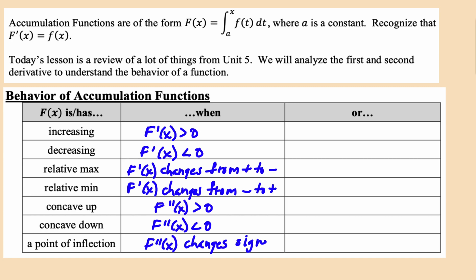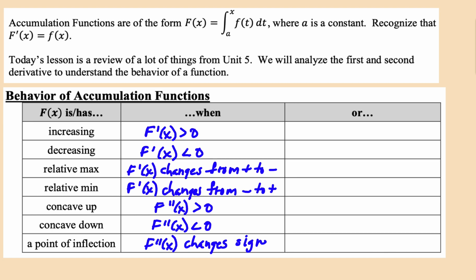Does this look familiar? Yeah, when the first derivative is greater than 0, that's increasing. When the first derivative is less than 0, decreasing. Relative max is when the derivative changes from positive to negative. Minimum, negative to positive. Concave up and down are in reference to the second derivative, and point of inflection is when the second derivative sign changes.